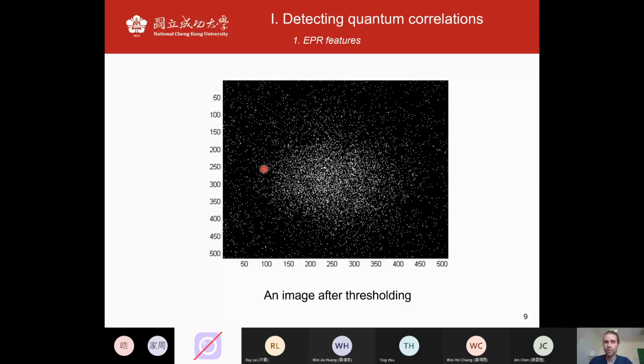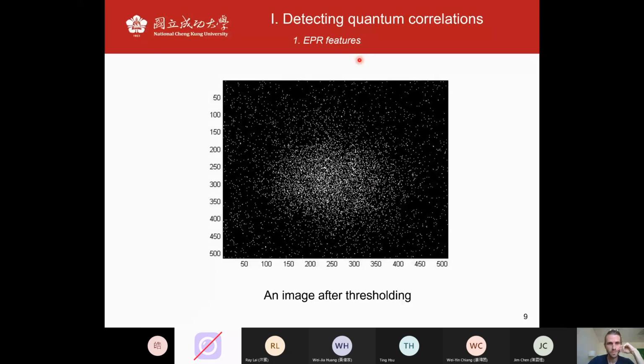They are very efficient. The detection efficiency is up to 70% after thresholding. It is useful for some of the applications. For others, we need to use another type of camera. Nevertheless, we can still work with this photon counting camera to detect EPR features, and that's what I'm going to show you.